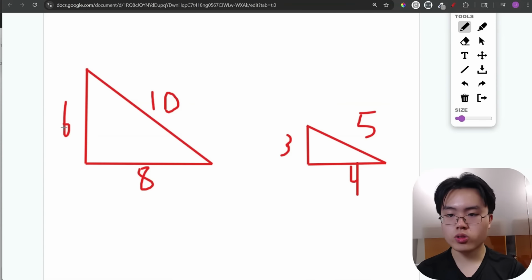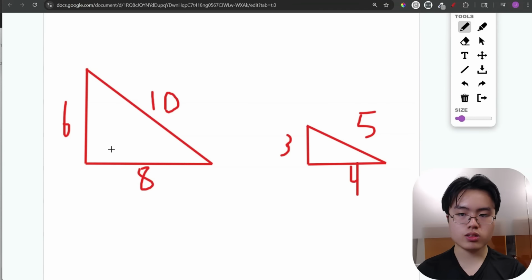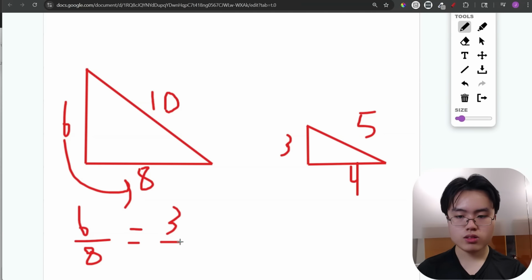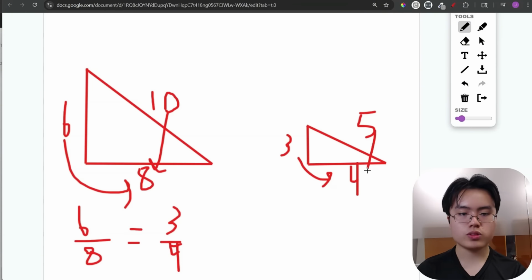Similar shapes also share the same proportions, but between the sides of the shape themselves. For example, notice this: if you make a fraction out of this, that's 6/8, the two legs of this triangle, and that equals 3/4. And if you do the exact same thing with these two, it makes 3/4 as well. Same thing if I did 10/8, that's going to equal 5/4 as well.